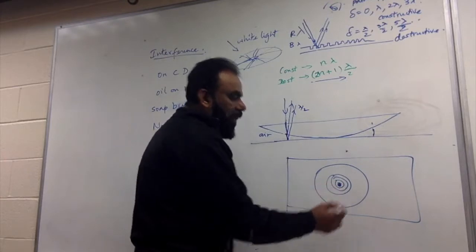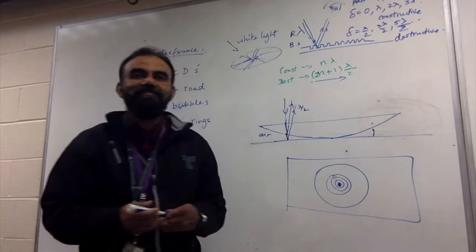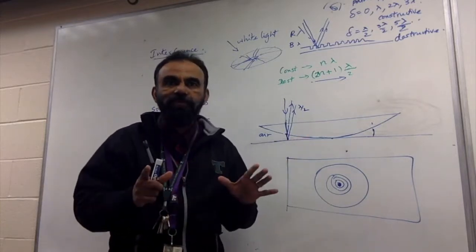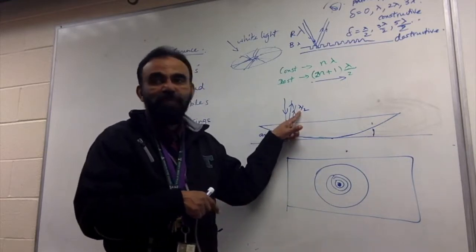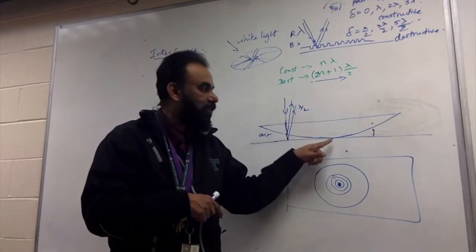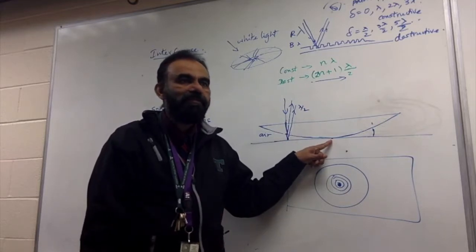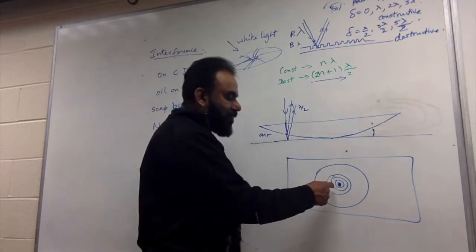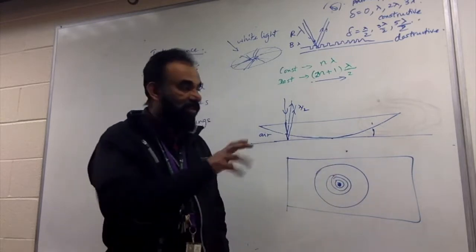Now what are you seeing in the middle? What will you see here, right there? What's the physical path? 0. The physical path is 0, but it already has a path difference of lambda over 2. So what is expected to be seen at the middle? Black. So you will see black color like this. So you'll see black, color, color, color, color. You'll see rings like this.